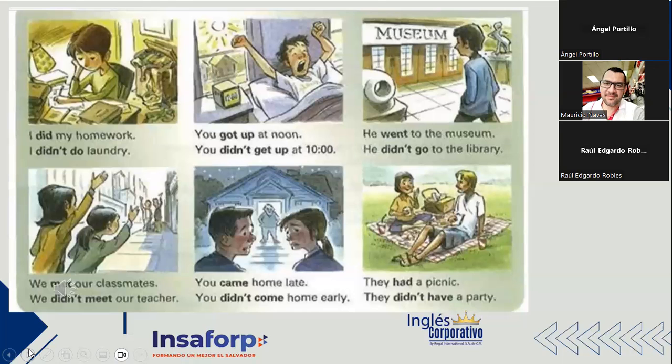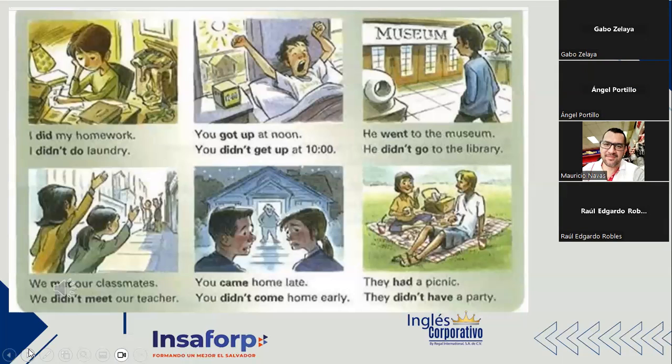And then we have, we meet our classmate. We met our classmate, sorry. We met our classmate. Nosotros conocimos a nuestros compañeros. We didn't meet our teacher. Nosotros no conocimos a nuestro maestro. Then met is the simple past form of meet. You came home late. You didn't come home early. So came is the simple past of the verb come. They had a picnic. They didn't have a party. Then had is the simple past of the verb have. As you can see, every verb has its own form in the simple past tense. Cada verbo tiene su propia forma en el pasado simple.